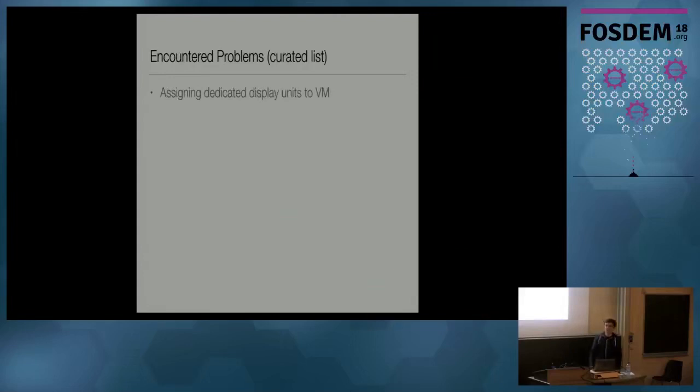So the first problem, or one of the big problems he had to overcome, was assigning the dedicated display unit to the VM. If you remember the architecture picture of this board, you know that there are 3 independent units, and it should be as easy as modifying the device tree for the Linux kernel by only having one display unit assigned to this device tree and then booting Linux, and then you should be fine, because that's what device trees are for.